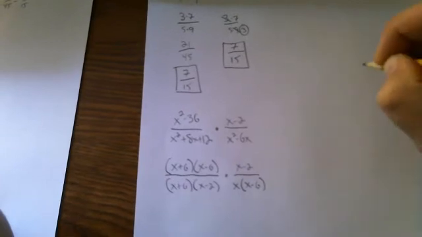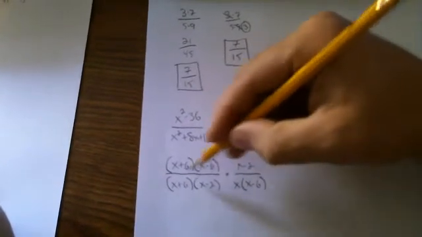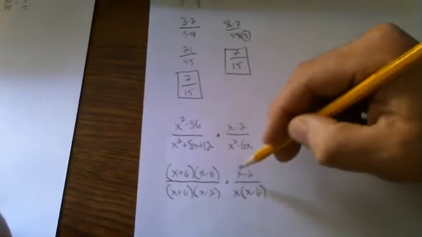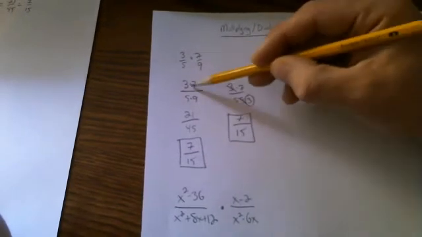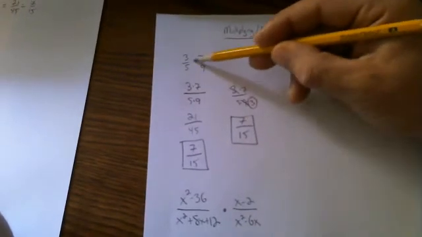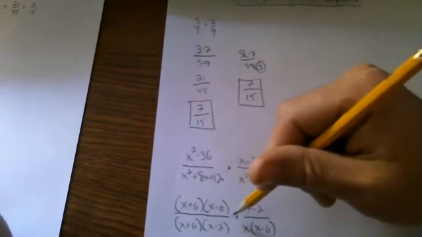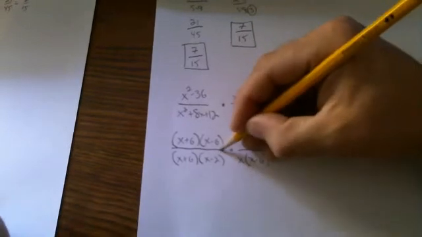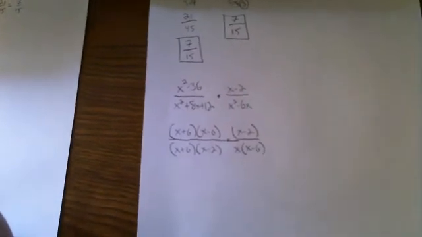times x minus 6. Now, for all intents and purposes, what we're going to do here is just make this one large fraction. So you see what we did up here. We had 3 times 7, we just made it in the numerator. We had 5 times 9, we just put it in the denominator. We're going to do the same thing here. So I'm just going to extend this fraction line and make this one large fraction.